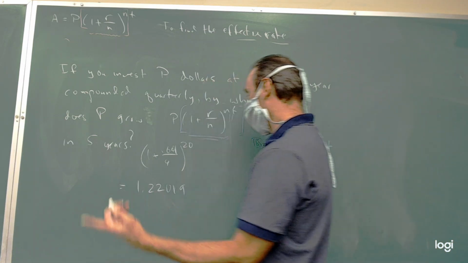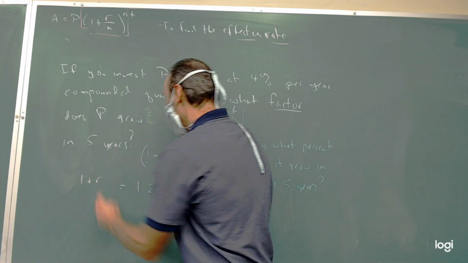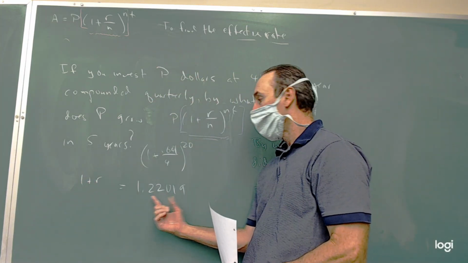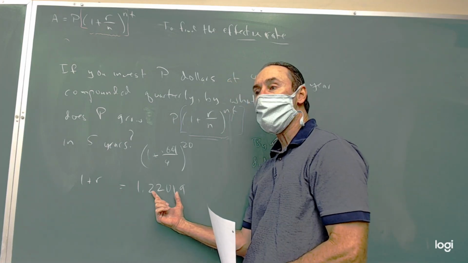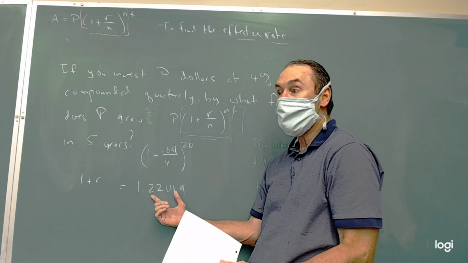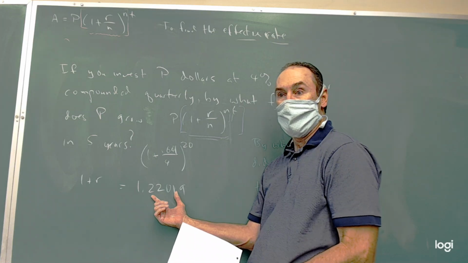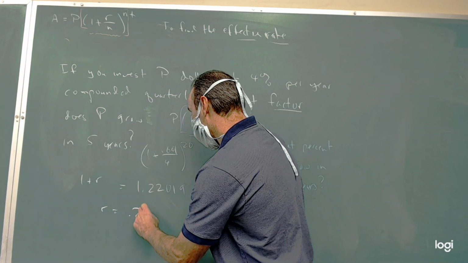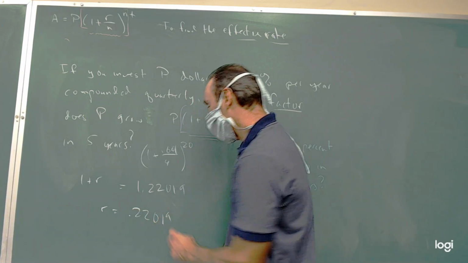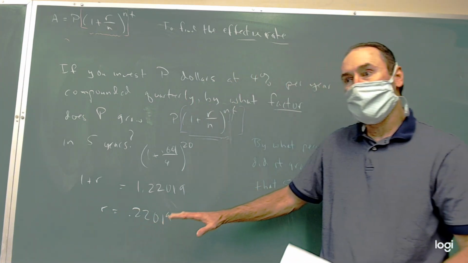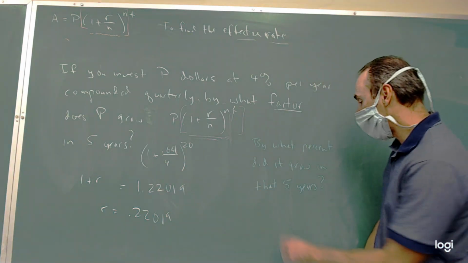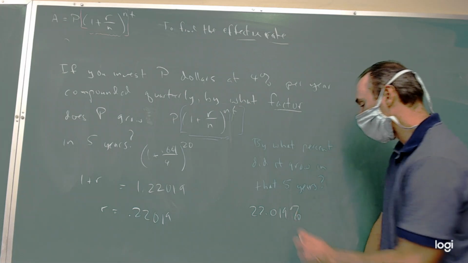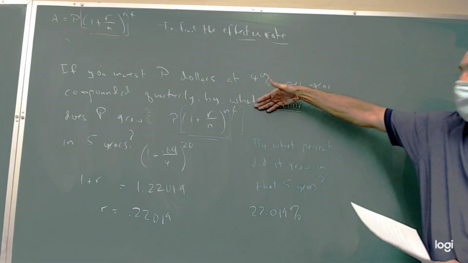22.0. Yes. Remember that the thing we're multiplying by holds the R in it: how much bigger than 1, or if it's decreasing, how much less than 1. So if you subtract out that 1, you get 0.22019. That is the percent growth over those 5 years, so it's 22.019% growth.